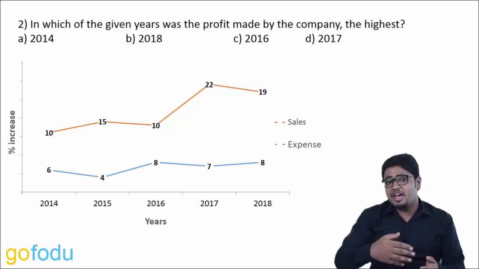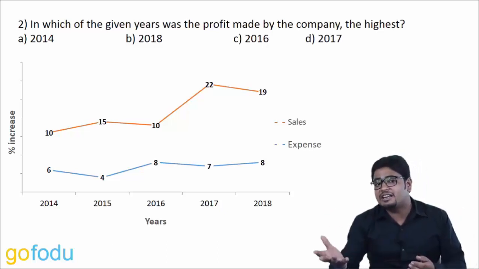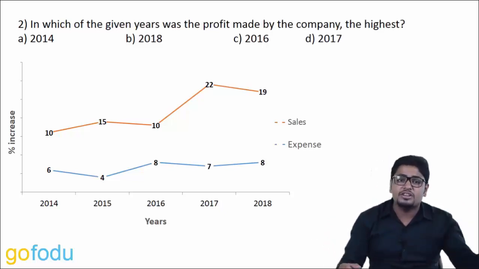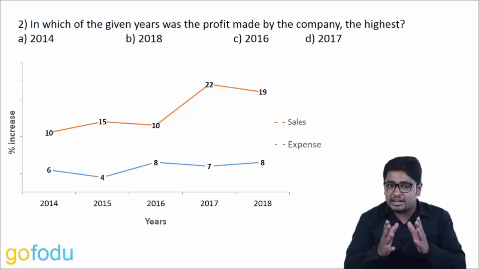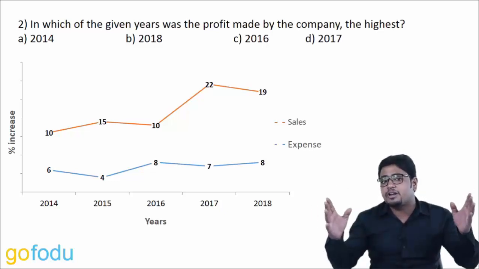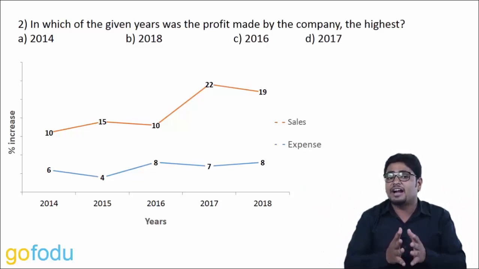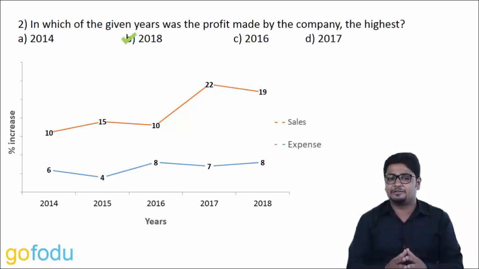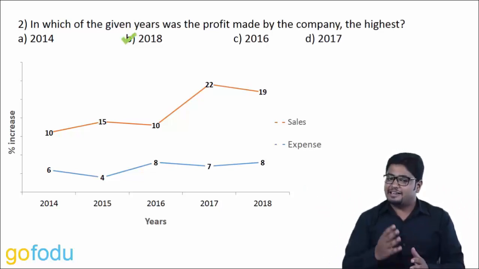In this way, every year percentage increase in sales is more than expense. So the gap between sales and expense will keep on increasing and the highest profit will be recorded in the final year, that is 2018. Next question.